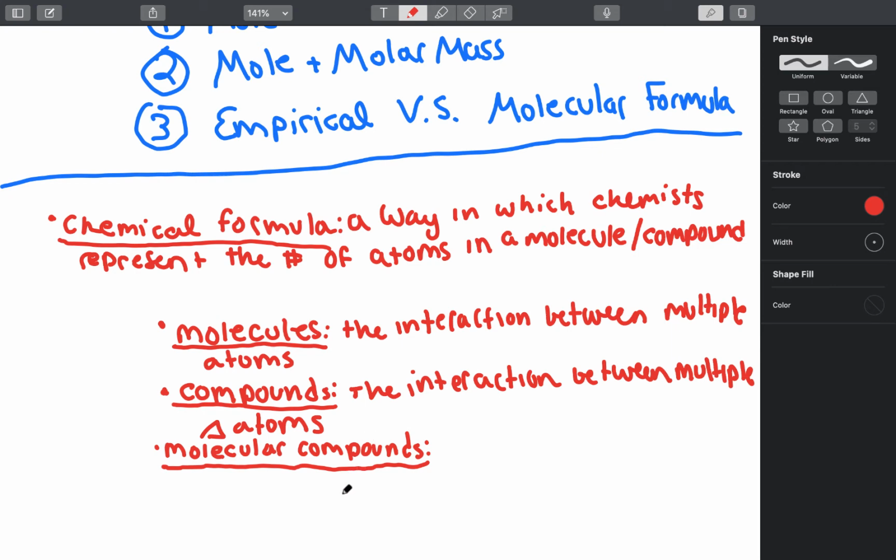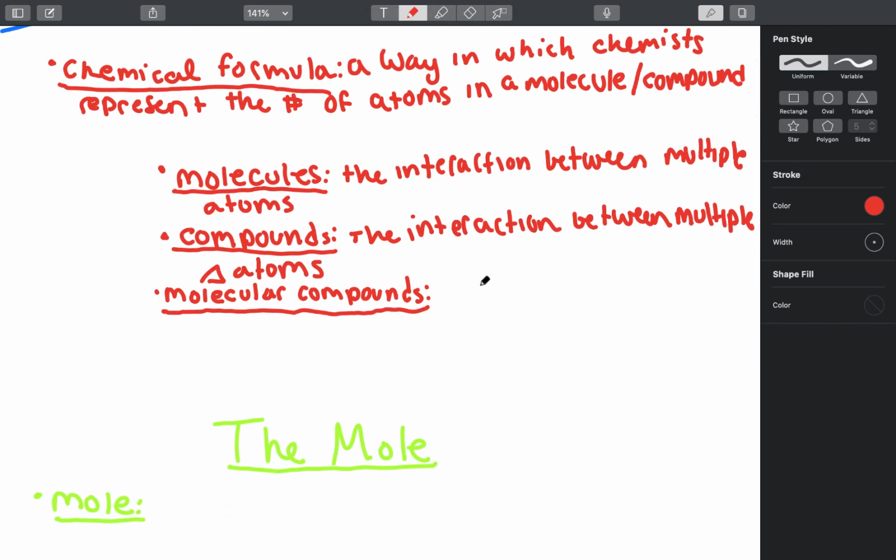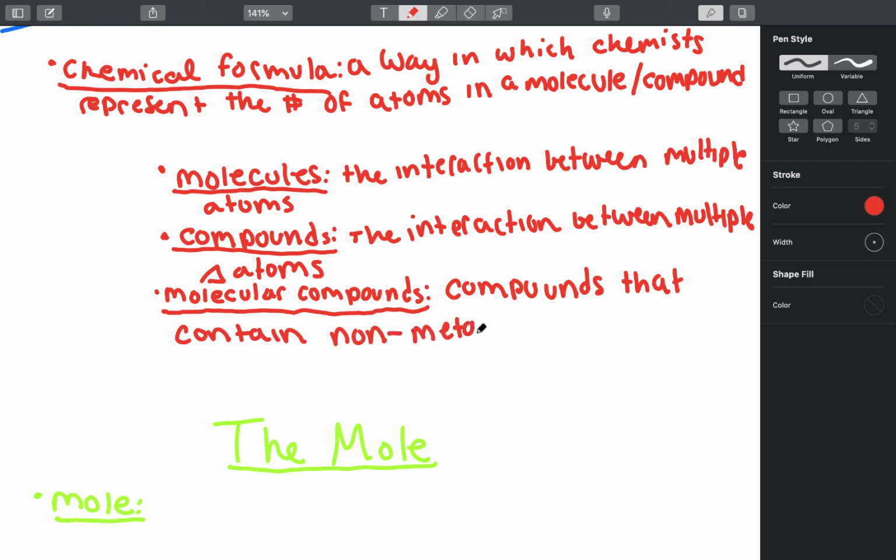So in this lecture, I'm going to be focusing on molecular compounds, which are a certain subset of compounds. Molecular compounds refer to compounds that contain non-metals. We're going to get into metal compounds later on. So let's give some examples of chemical formulas that are molecular compounds.